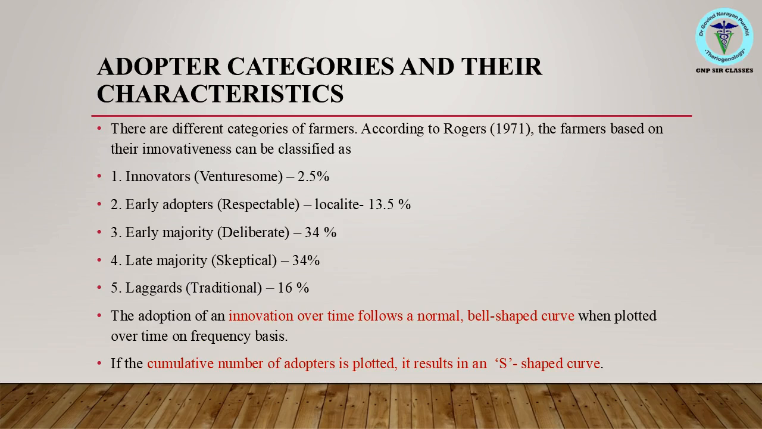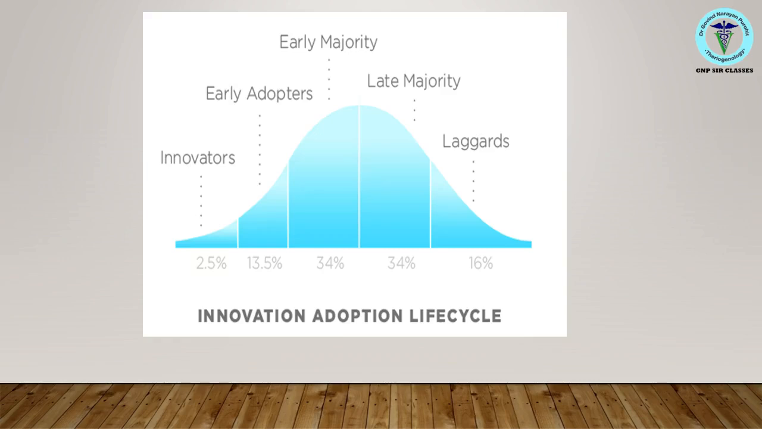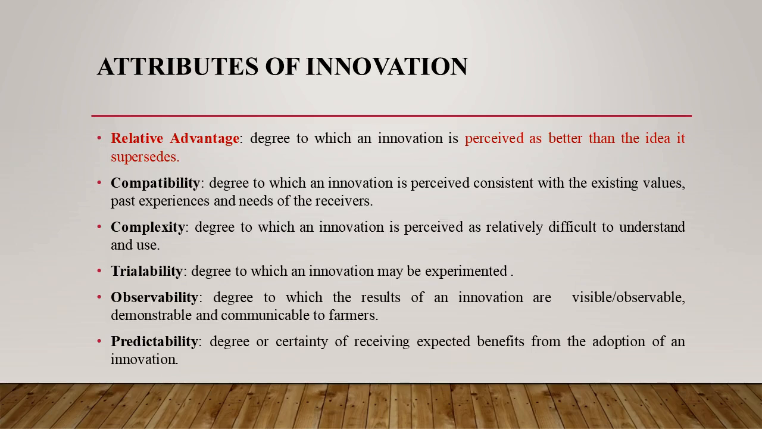The adoption of an innovation over time follows a normal, bell-shaped curve when plotted over time on a frequency basis. If the cumulative number of adopters is plotted, it results in an S-shaped curve. The curve shown is the innovation adoption life cycle, which shows the innovators, early adopters, early and late majority adopters, and the laggards.